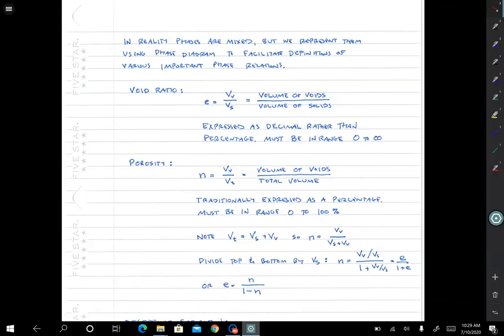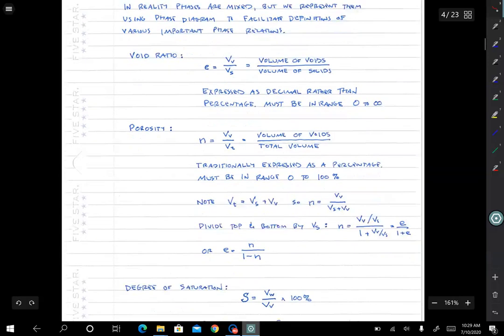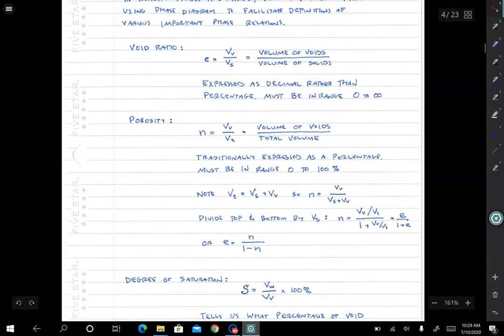There is a direct relationship between porosity and void ratio. So you can start doing a little bit of algebra here. The total volume is the volume of solids plus the volume of voids. So if you plug this in up here, you can get this expression for porosity. And then if you divide the top and bottom by the volume of solids, you get e on the top and an e in the bottom, and so you get n is equal to e over 1 plus e. Or alternatively, if you solve for e, void ratio is n over 1 minus n. So if you know one of these things, you can easily solve for the other one.